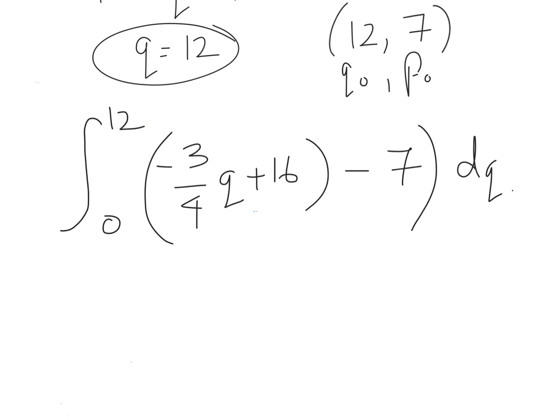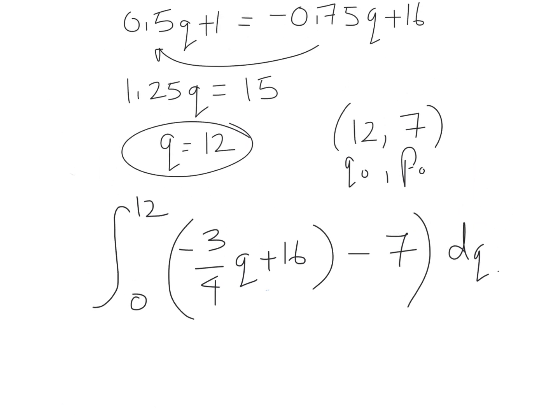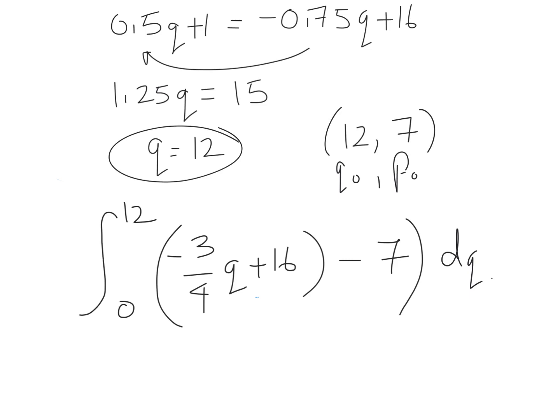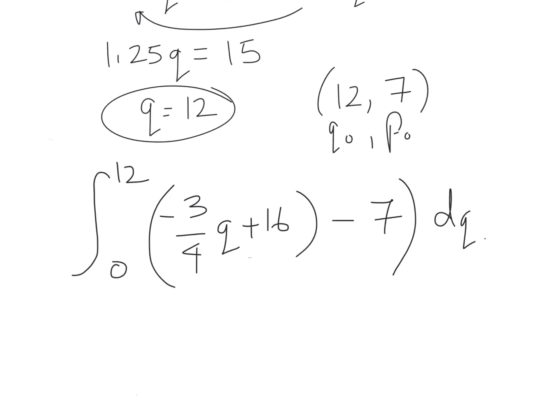Okay. How did I get to 7? I substituted 12 into either the supply function or the demand function. I picked the supply function because it's half of Q plus 1. So half of 12 is 6 plus 1 is 7. The other one was -3/4 times, so I was like, I don't want to do that. I'm going to pick the simplest function.